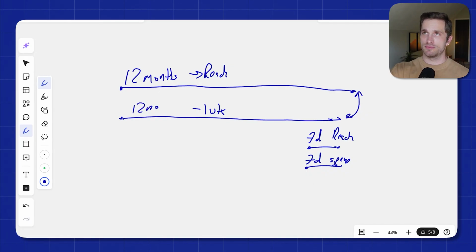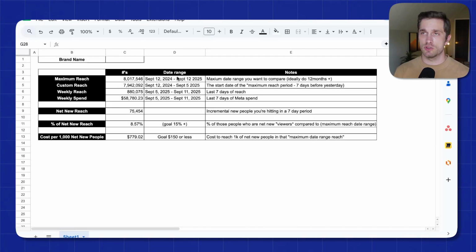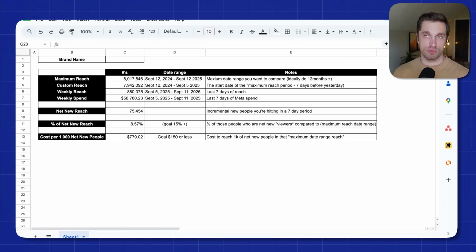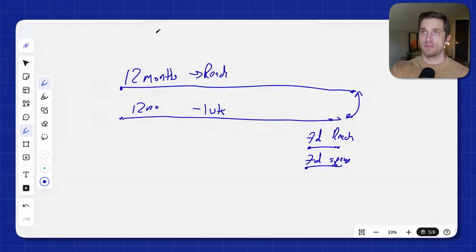So here's the calculator. For one of our brands, I looked at September 12, 2024, to September 12, 2025. That's the total reach the advertising dollars have obtained with that spend. Reach, not impressions. That's really important. And we looked at the 7 days before. So going back to this real quick, just so we're on the same page: 7 days before, 12 months minus 7 days.